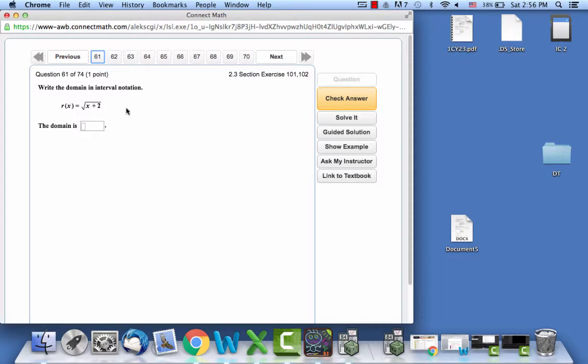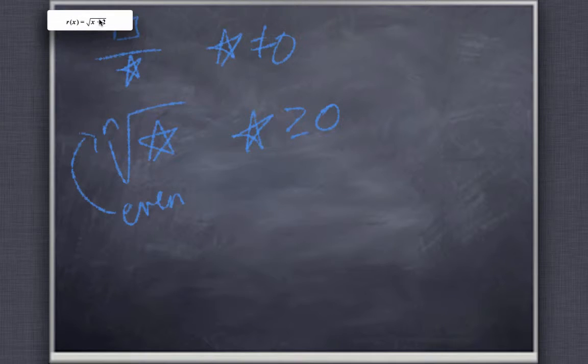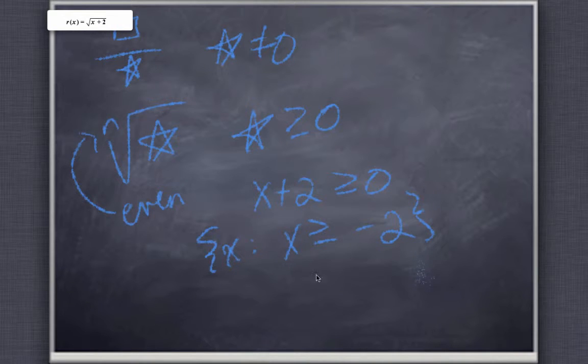So in our case, we have a root. Nothing's there, so it's an implied 2. So that's even. So we need x plus 2 to be bigger than or equal to 0, because it's just whatever's under there, bigger than or equal to 0. Move over the 2. And this is, if you wrote it like this, that is the domain, but it asks for it in interval notation. So we need to write it in terms of an interval.